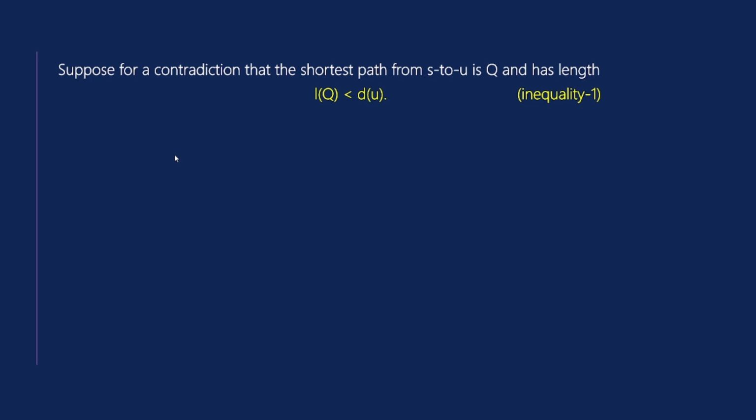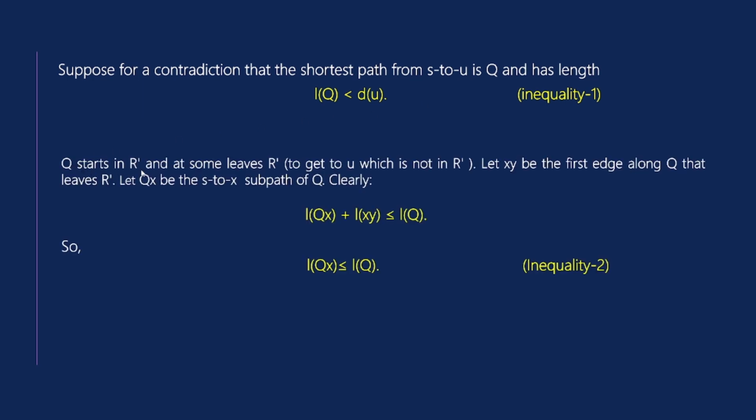Suppose, for a contradiction, that the shortest path from S to U is a path Q and has length L of Q. So L of Q is less than d of u. This is our inequality number 1. Q starts in R' and eventually leaves R' to get to U, which is not in R'. Let xy be the first edge along Q that leaves R'. In this statement, x is in R', but node y is not in R'.